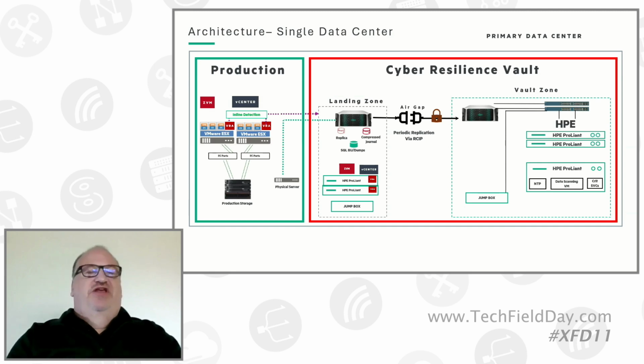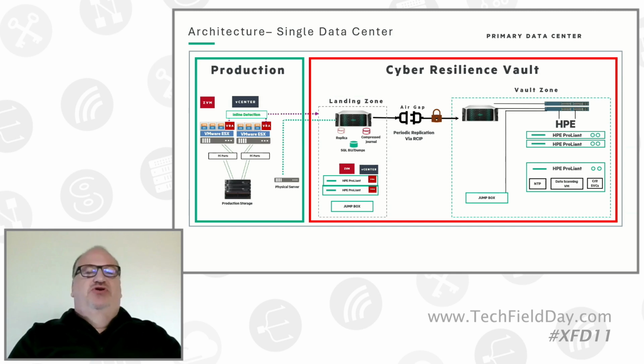And that journal is what gives us, literally oftentimes thousands of recovery points in a day to choose from. So now, how do we get that data into the vault zone? On a periodic basis, what I often see with our customers is in a 4 to 6 hour range typically, but it can be shorter, it can be longer.